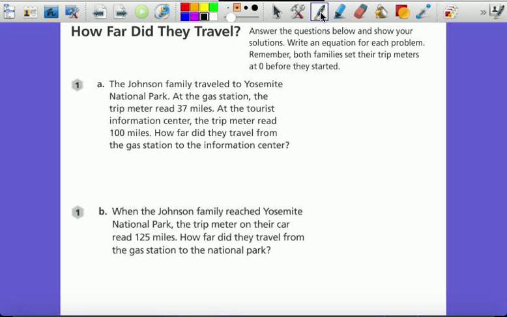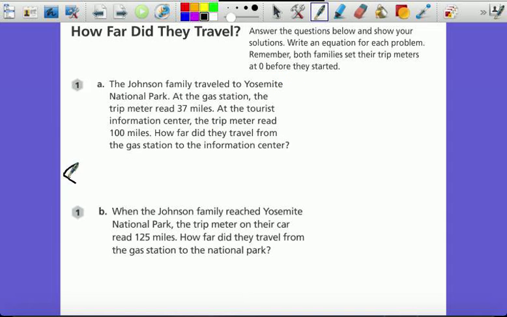I always tell the kids when we first start off, we need to read the whole problem. As we can see, this has multiple parts, 1A and 1B, so we need to make sure we're thinking this is all connected. It says, answer the questions below and show your solutions. Write an equation for each problem. Remember, both families set their trip meters at 0 before they started. Problem number 1 is one family, and problem number 2 is another family. They start with the Johnson family, and they traveled to Yosemite National Park.